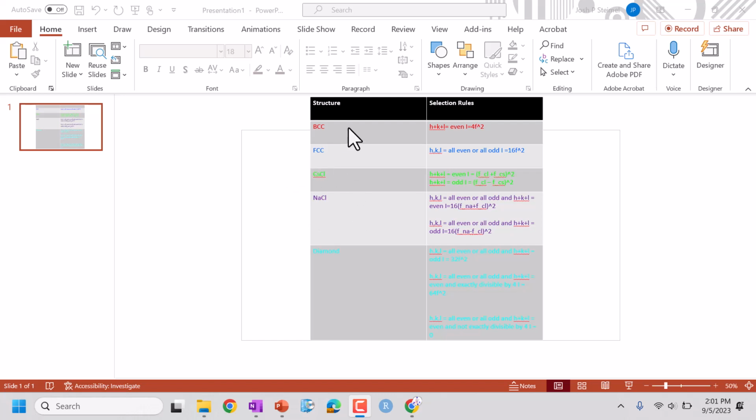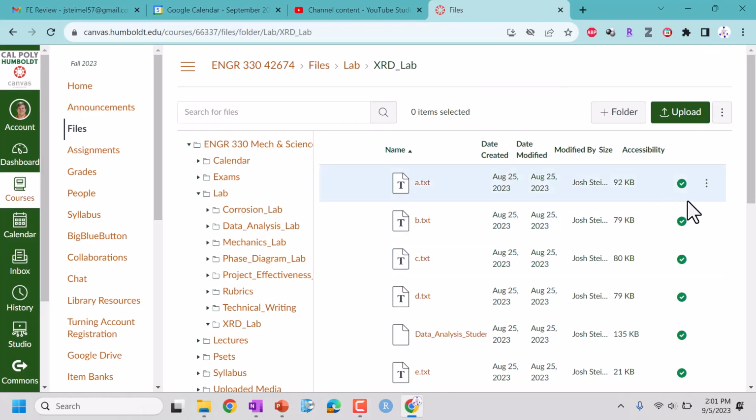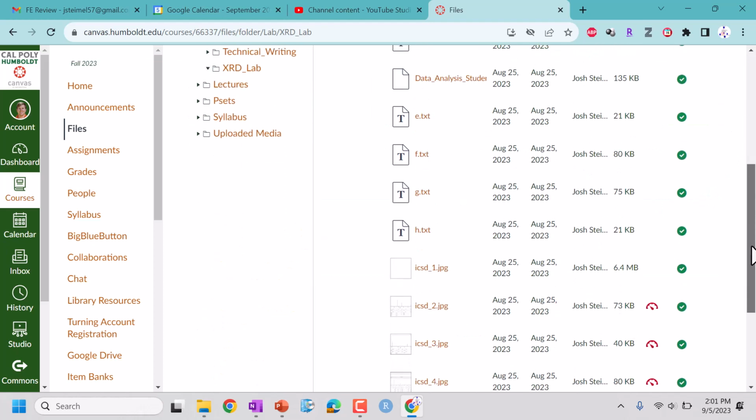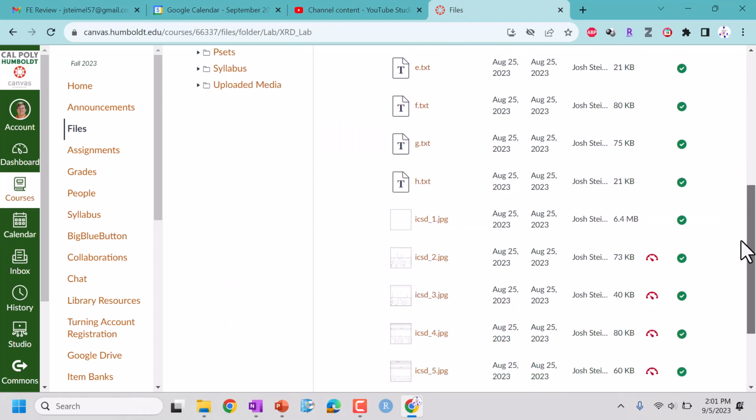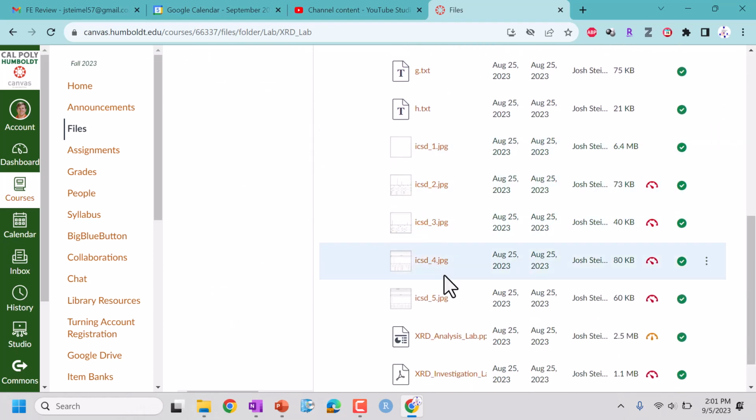So we have basically 5 different structures that we're investigating: BCC, FCC, CsCl, NaCl, and diamond. And if we look at our lab handout, we have more mystery materials, A all the way through H, and then we do have ICSD databases, which are 5 of them.